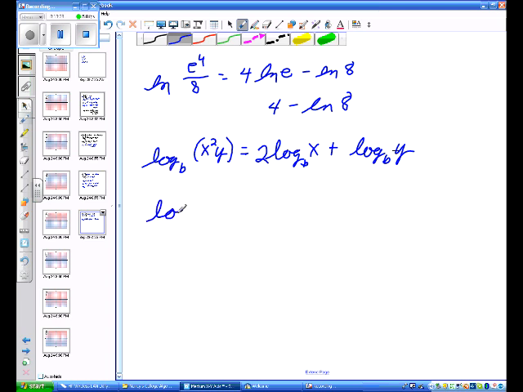Log base b of x cubed times y divided by z squared.